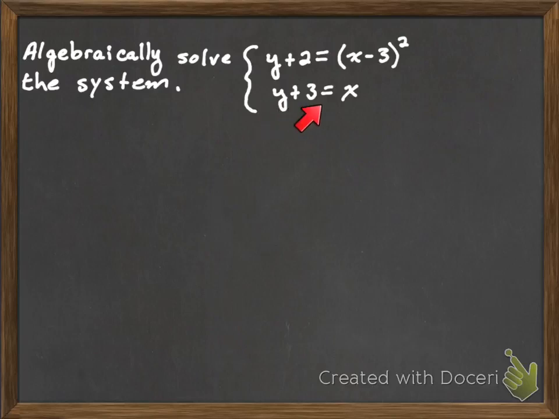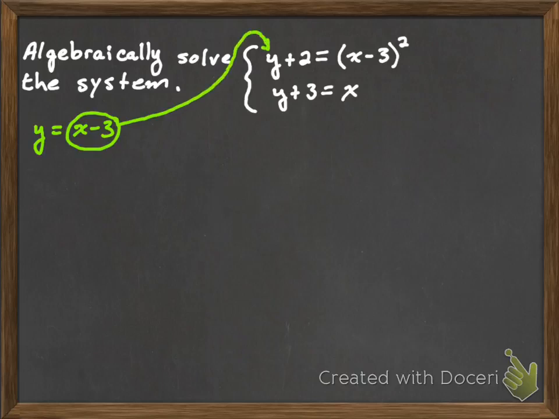The linear equation is this one. So solving for y, we will need to subtract the 3 to the other side. That gives us y equals x minus 3. The next step is to take this and substitute it into the quadratic equation for the y value. All right, so that's going to give us then x minus 3 plus 2 equals x minus 3 squared.